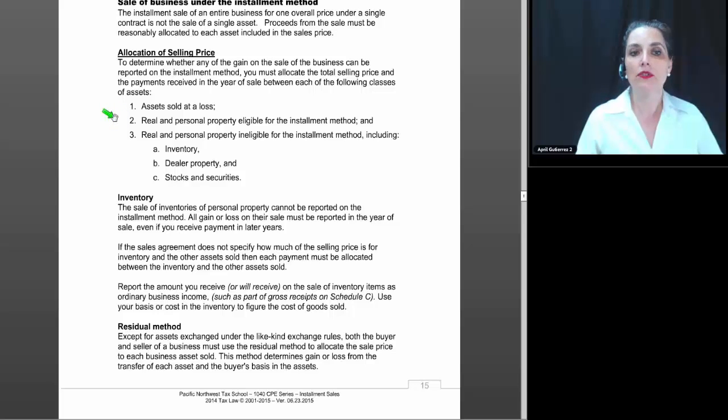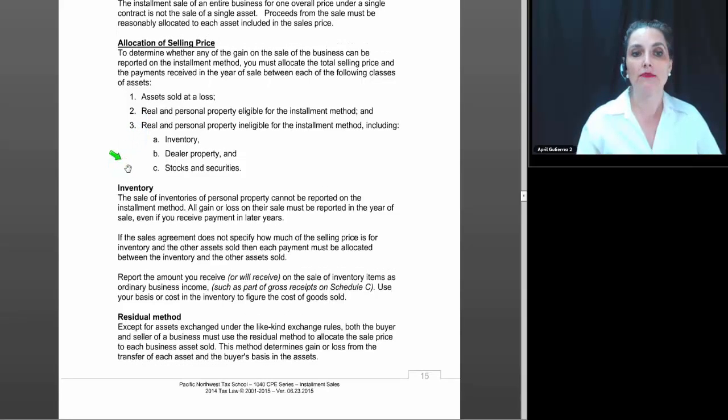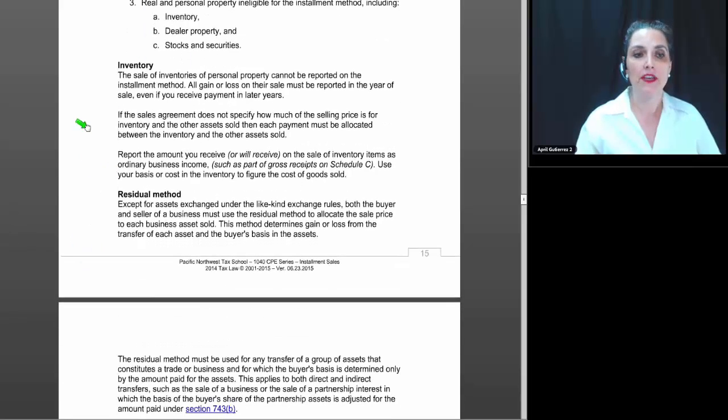If you sold real or personal property that is eligible for the installment method, you would be able to apply the installment method to that. But you are not allowed to apply the installment method to the sale of assets that are not eligible for the installment method. And these assets for which you cannot claim the installment method are inventory, dealer property, and stocks and securities. So let's look at each of these in turn.